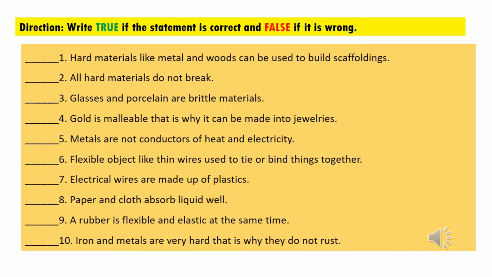Number 6. Flexible objects like thin wires used to tie or bind things together. 7. Electrical wires are made up of plastics. Number 8. Paper and cloth absorb liquid well. Number 9. A rubber is flexible and elastic at the same time. And number 10. Iron and metals are very hard, that is why they do not rust. I will give you 5 minutes to answer this activity.